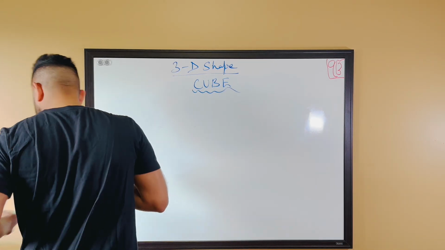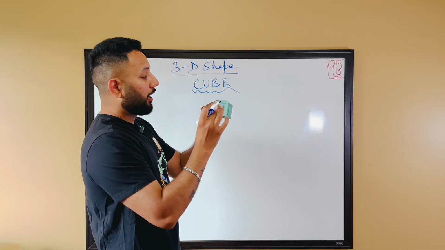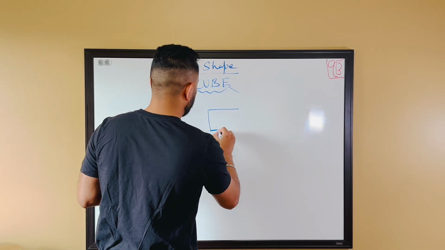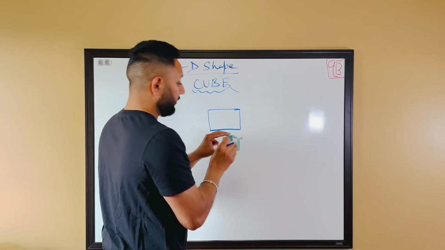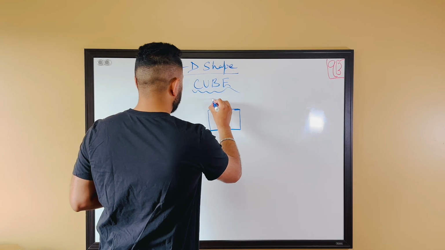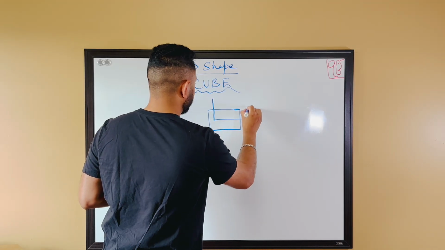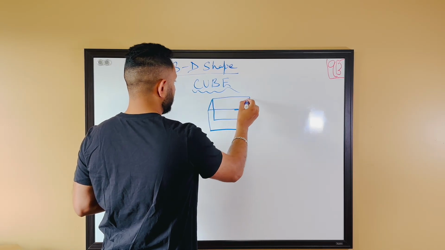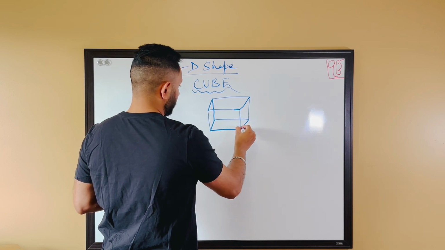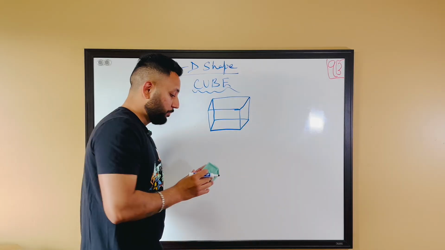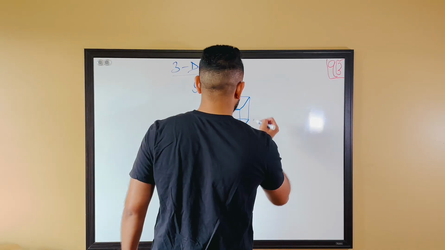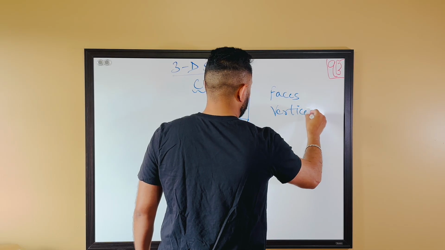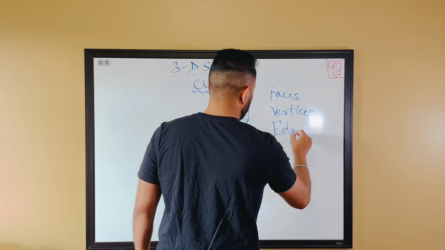How are we gonna draw a cube? First of all, we draw the front face, which is in the shape of a square, and now we're gonna draw the back face. So draw a similar square and then connect the corners, that is vertices. So this is a cube, and now we're gonna learn what are the faces, vertices and edges of a cube.